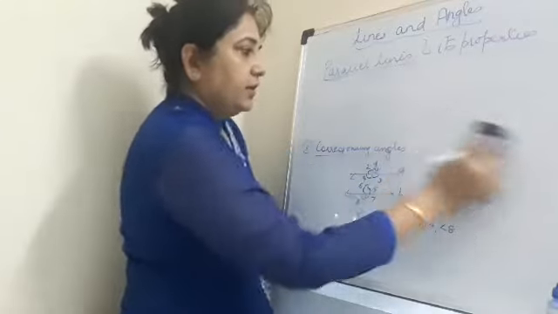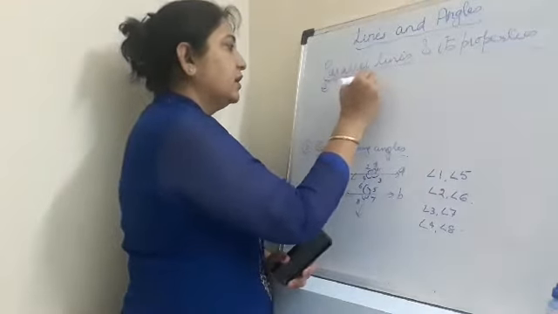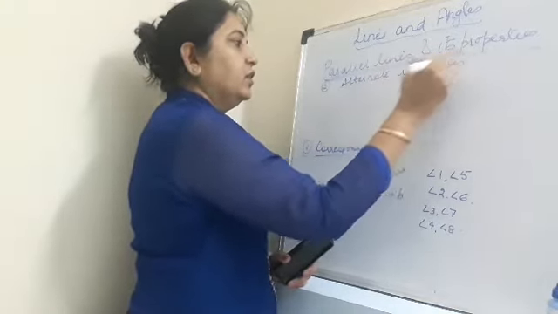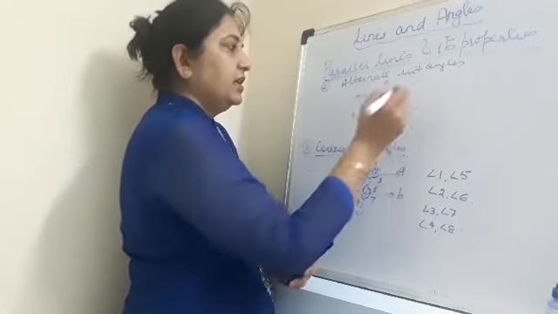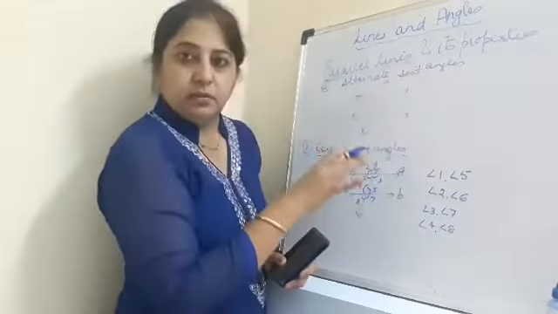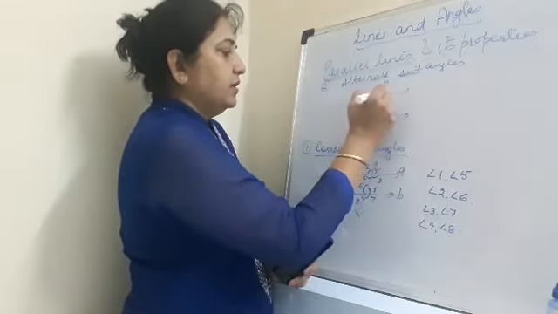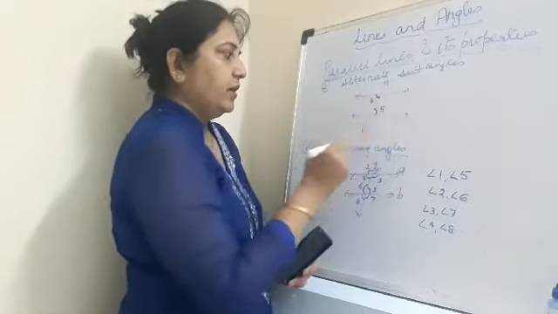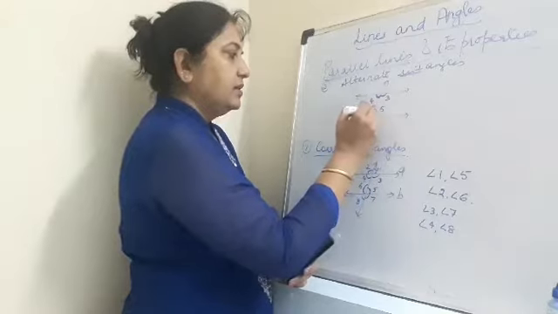Now I proceed with the second type, that is alternate interior angles, right? In the alternate interior angles, you know that firstly the angles will be interior. So remember that interior angles, like if this one I take, this was angle 4 and this was angle 5, right? This is angle 3 and this is angle 6.